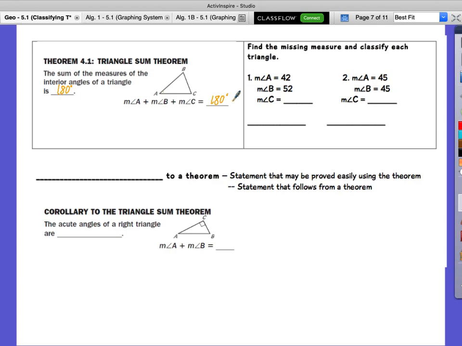Add and subtract from 180, right? So what would 42 plus 52 be? 94 degrees. And then we take 180 degrees, subtract the 94, borrow, 10 minus 4 is 6, borrow again, 17 minus 9 is 8. So measure angle C is 86 degrees. So based upon these three angles, do we have an acute, a right, an obtuse, or an equiangular triangle? Acute, right? All three angles are acute, and they're not the same.